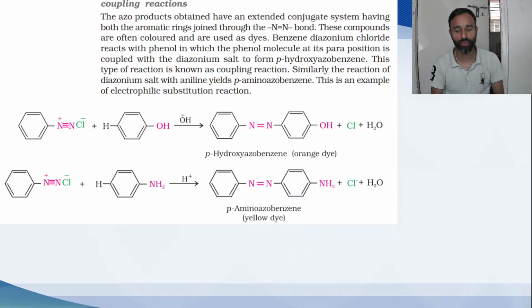Coupling reaction. Last one is coupling reaction. In the coupling reaction, diazonium salt is treated with phenol or aniline. If phenol is used, phenol is acidic, so we use basic medium, and aniline is a base, so we use acidic medium, and ultimately we get the azo dyes. Para-hydroxyazobenzene is an orange dye, and para-aminoazobenzene is a yellow dye.